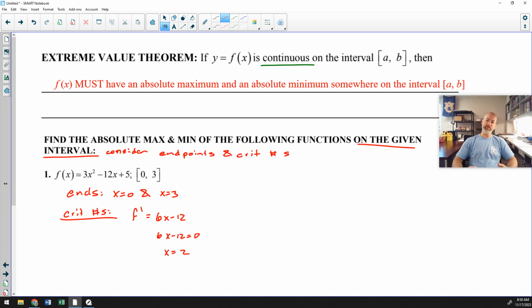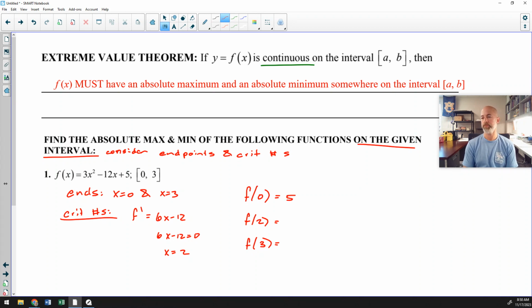Then I now need to find out which of those three give me the highest value and the lowest value. And the easiest way to do that is simply to plug them back into the function. Do not plug into the derivative. I want to know the function's actual value at each of these candidates. And some teachers even call this the candidates test, where you find your candidates, your endpoints, and your critical numbers, and then you plug them into your function to see which one returns the highest and lowest value.